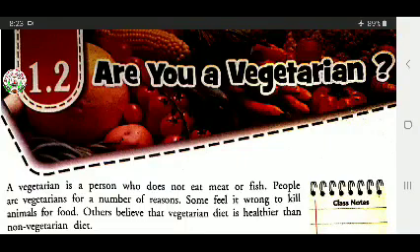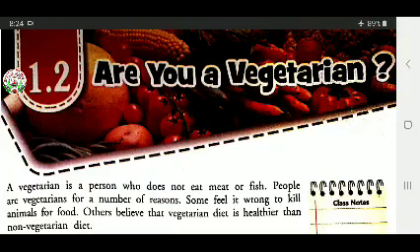So let's begin our today's English classes with the second chapter of your book Learn Well. Chapter 1.2, Are You a Vegetarian? First of all, we will have an introduction of the chapter.